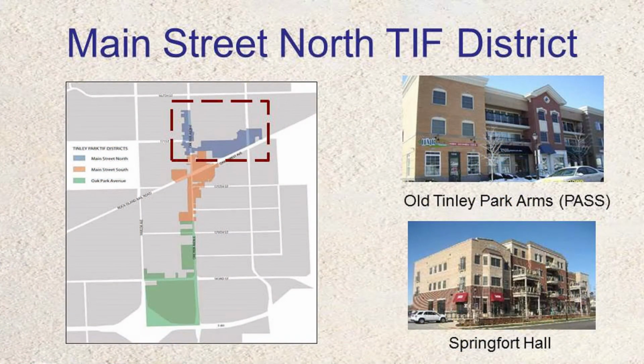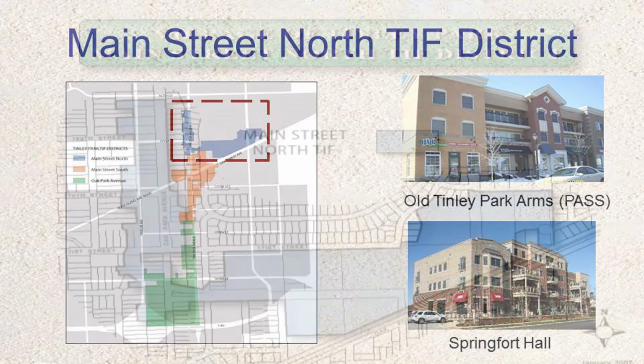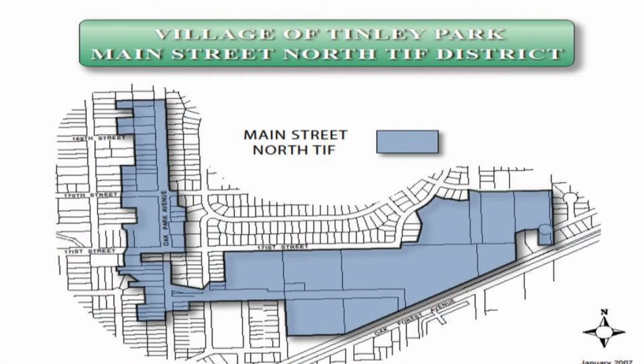It's also referred to as TIF number 2. There's a general depiction of where it's at, and you will see that as we go through these, all of the TIFs do touch each other. They're contiguous. That gives us some additional flexibility with the TIFs, and it's a good way to do it. Here's another view of the TIF.